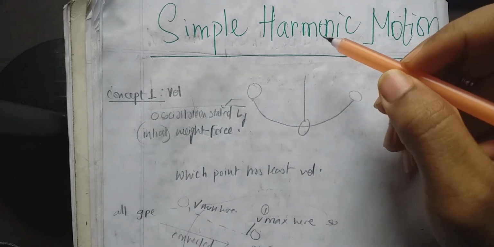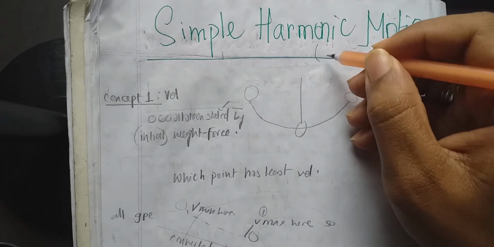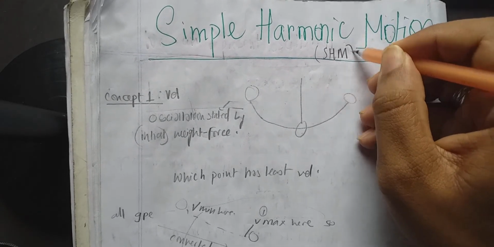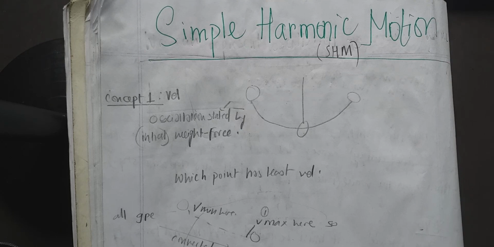So what is simple harmonic motion? In short form, it is called SHM. It describes how things move when they oscillate. So let's look at two things.